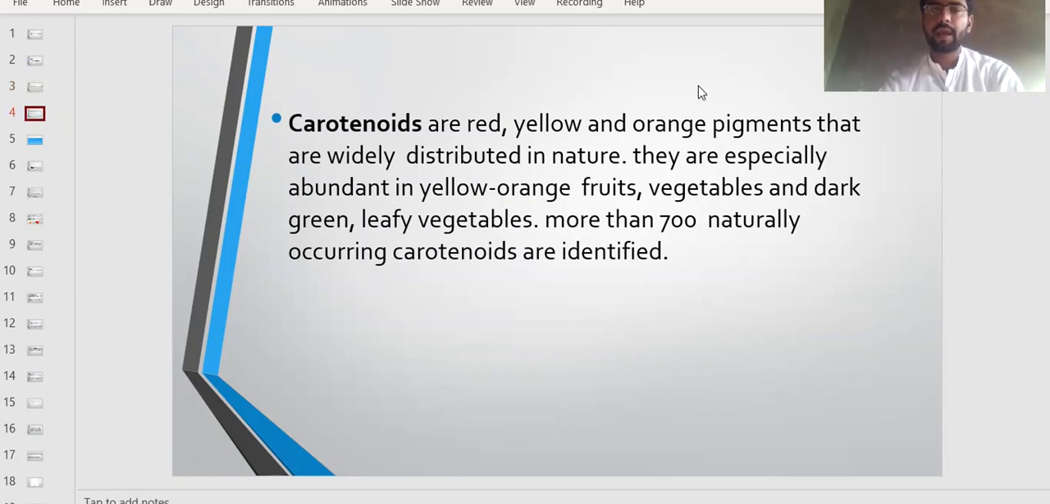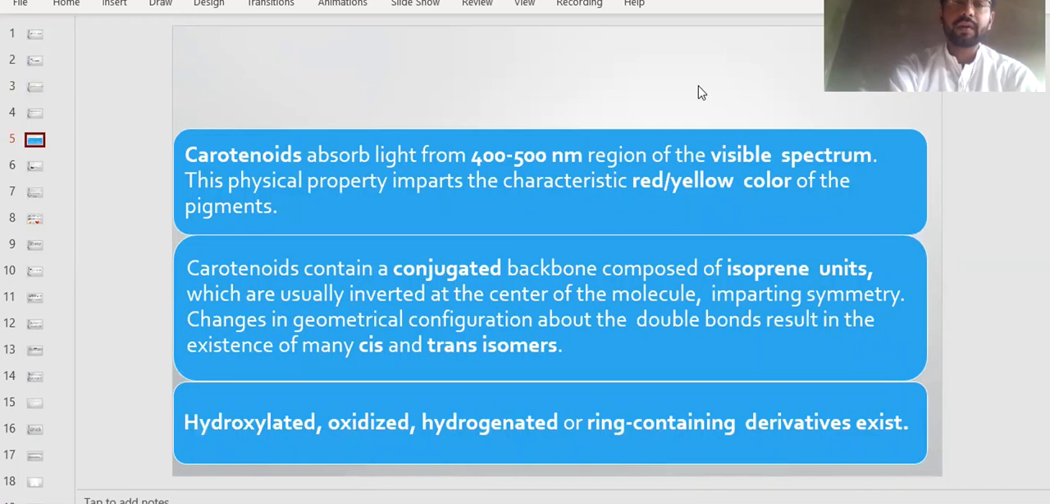Carotenoids are red and orange pigments that are widely distributed in nature. They are especially abundant in yellow to orange fruits, vegetables, and dark green leafy vegetables. More than 700 naturally occurring carotenoids have been identified. Carotenoids can absorb light in the 400 to 500 nanometer region of the visible spectrum. This property imparts the characteristic red to yellow-orange color of the pigments.